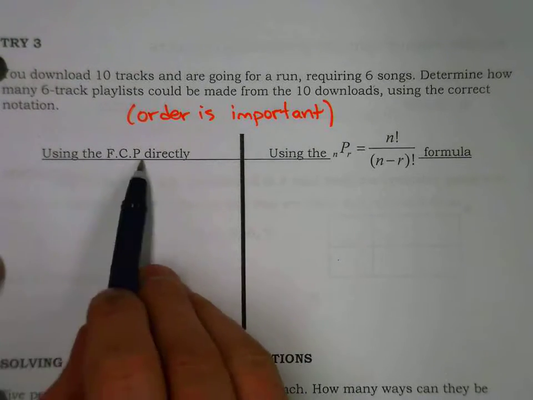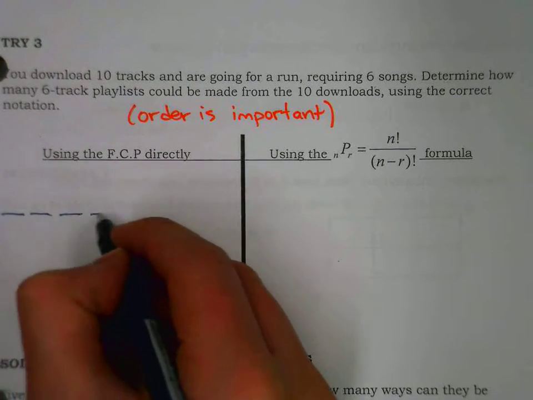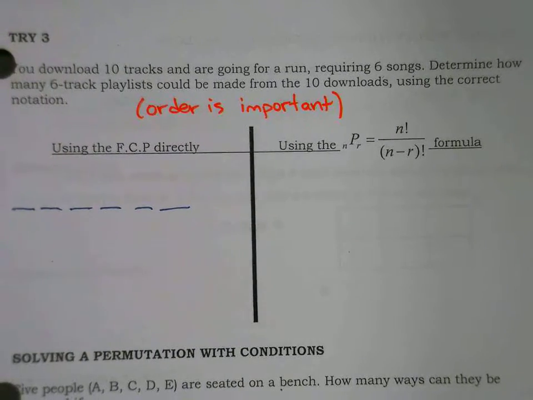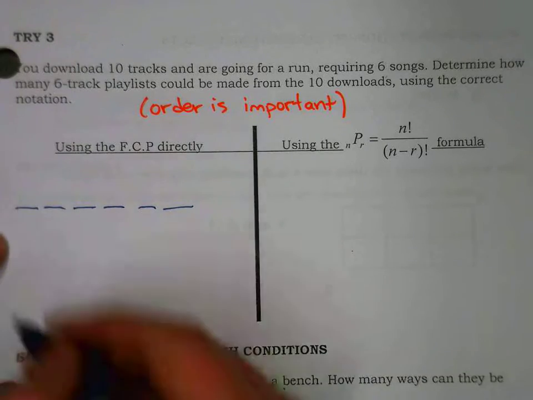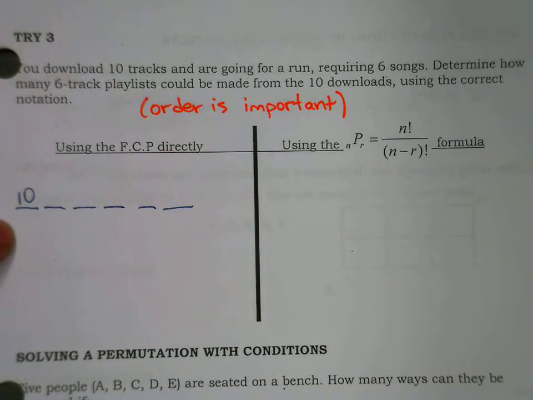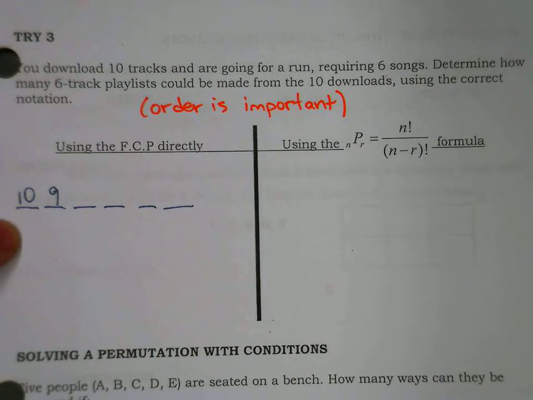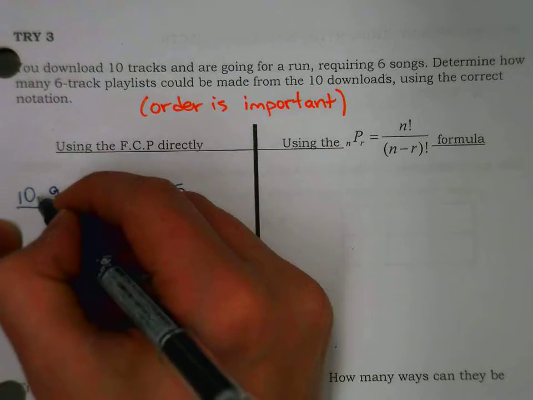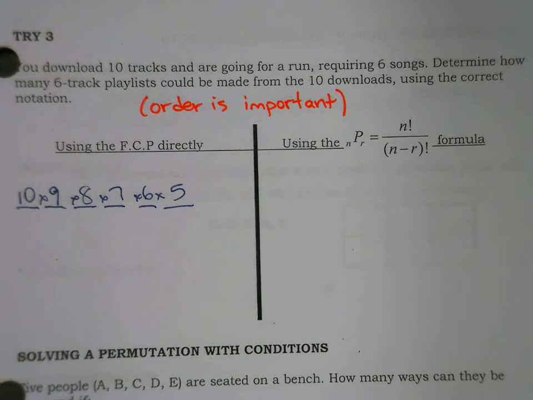So if you were to use the fundamental counting principle directly, you would say you've got 1, 2, 3, 4, 5, 6 songs to select, or 6 options. But you've actually got 10 to select from. So you've got 10 choices, and then 9 once one is selected, otherwise you're playing all the same song, and then 8 and 7, 6, 5, and if you multiply those all together, it is a pretty big number.